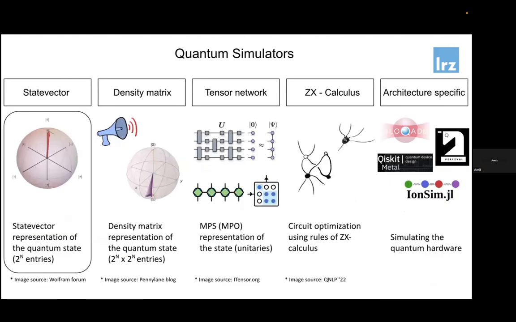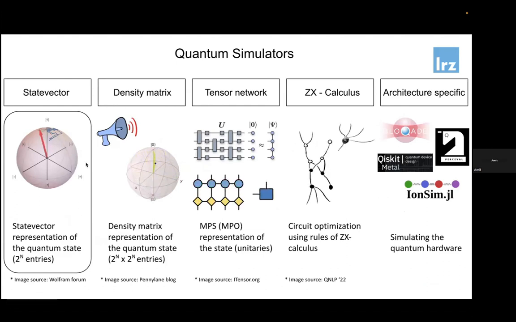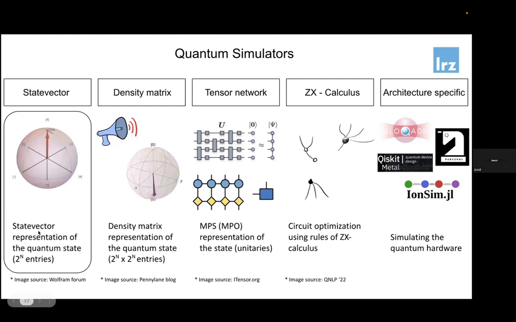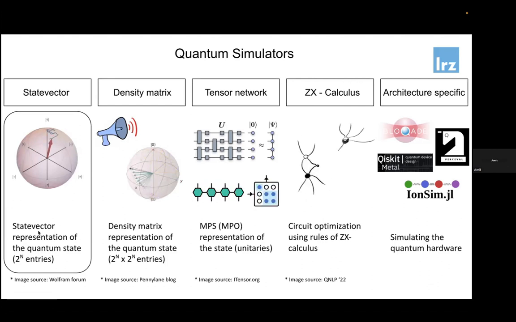There are different kinds of quantum simulators that we currently have. Basically, the state vector one, the density matrix, the tensor networks, ZX calculus, and some architecture specific packages. And each one has its own unique advantages and disadvantages that come along with it. For instance, the state vector representation uses all the state entries of the wave function, which is basically 2^n entries if there are n qubits in the system. But this doesn't incorporate noise into it.